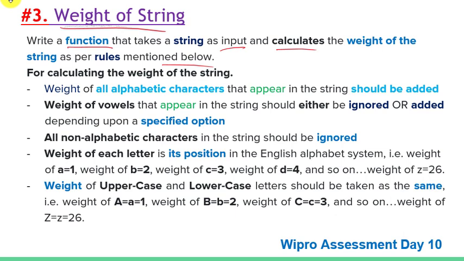The first rule is that the weight of all alphabetic characters that appear in the string should be added, and the weight of vowels that appear in the string should either be ignored or added depending upon a specific option. The next rule is that all non-alphabetic characters in the string should be ignored, and the weight of each letter is its position in the English alphabet. That is, weight of A equals 1, weight of B equals 2, and so on. Given that the weight of uppercase and lowercase letters should be taken as the same.